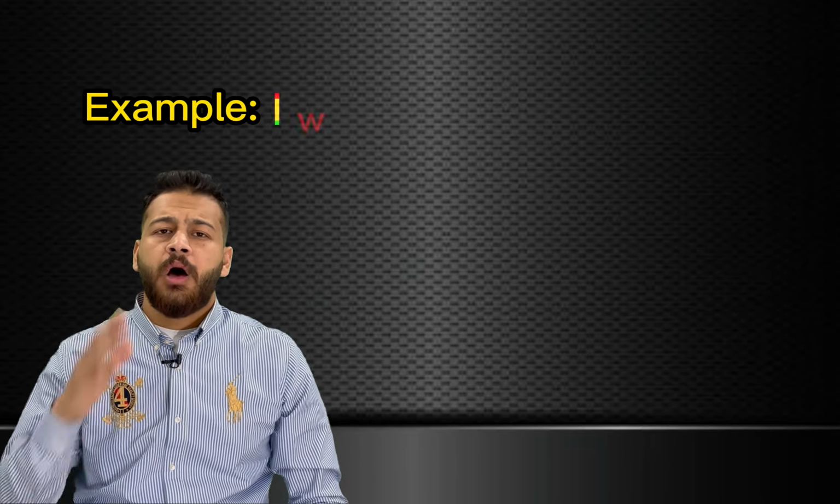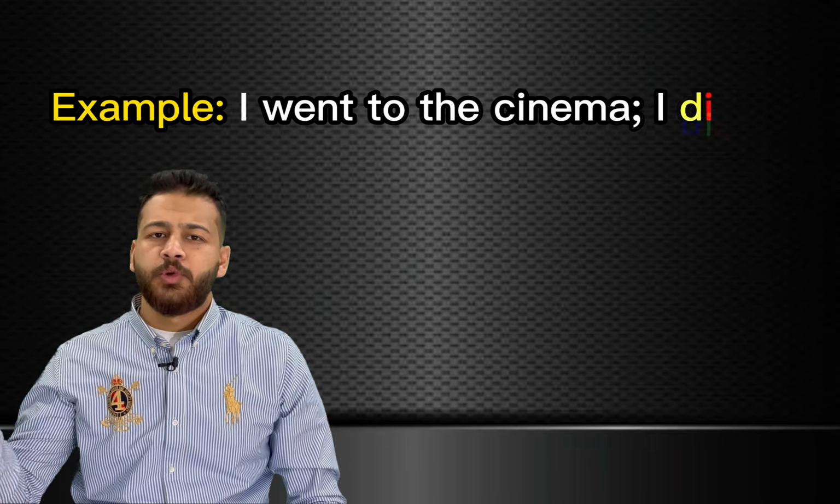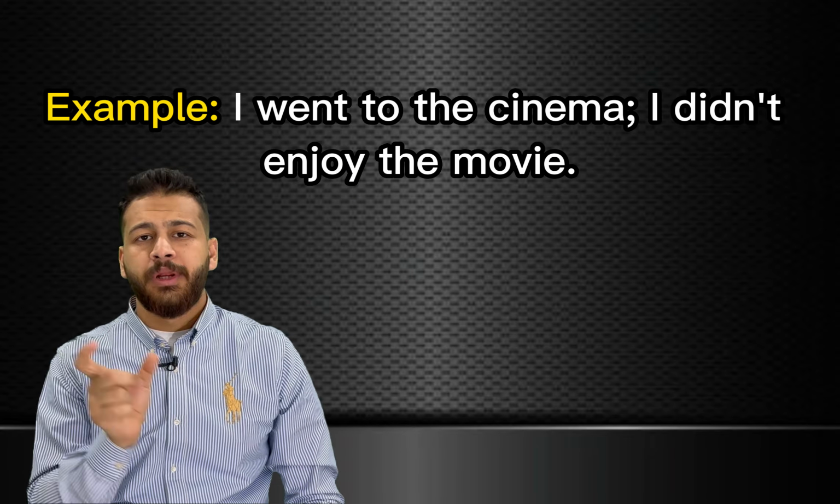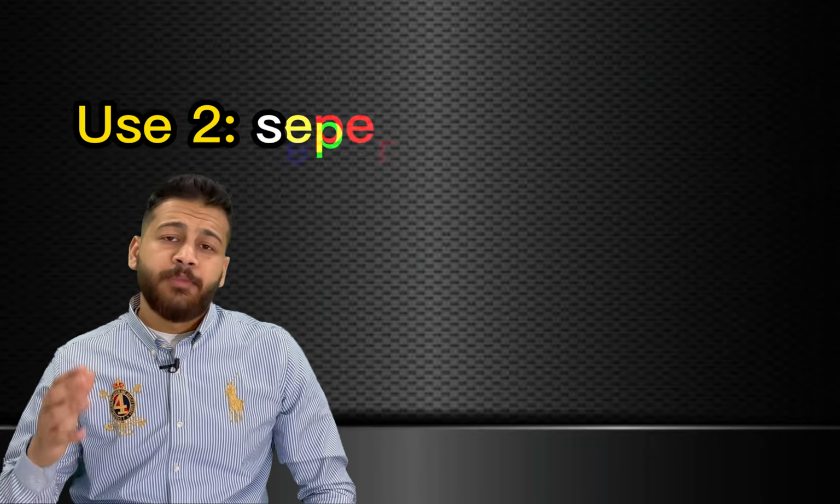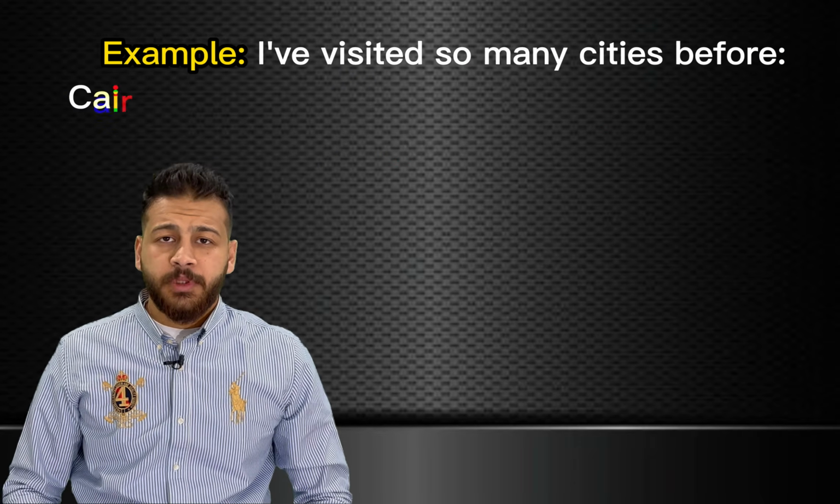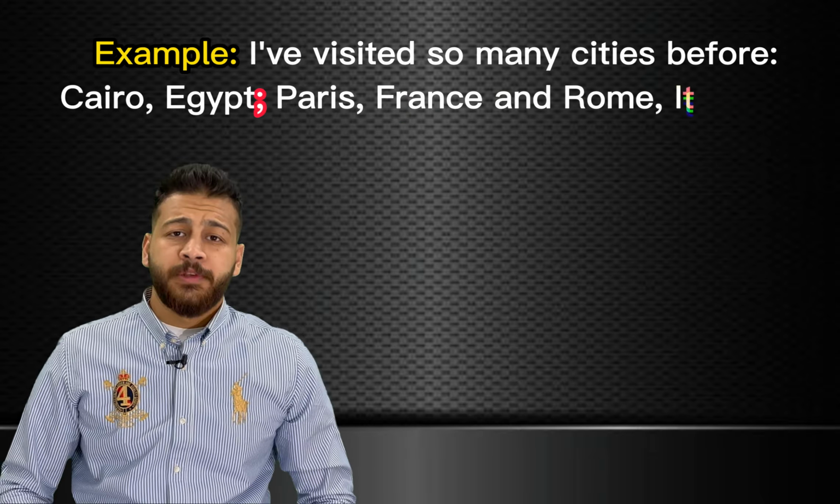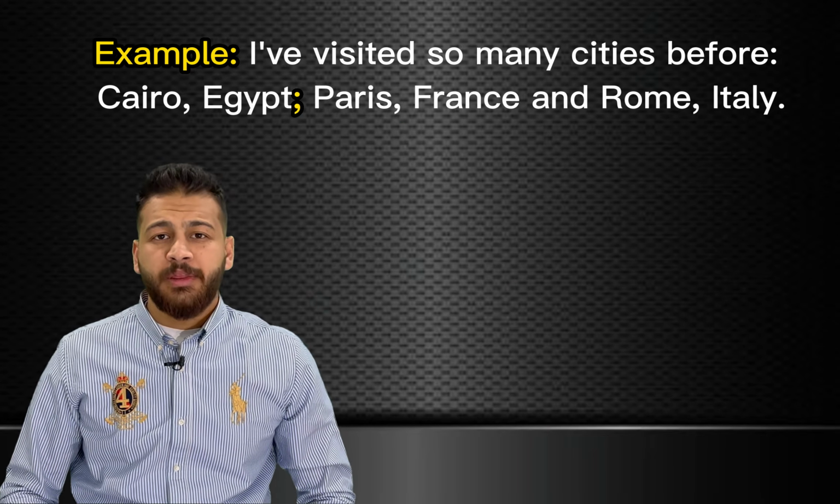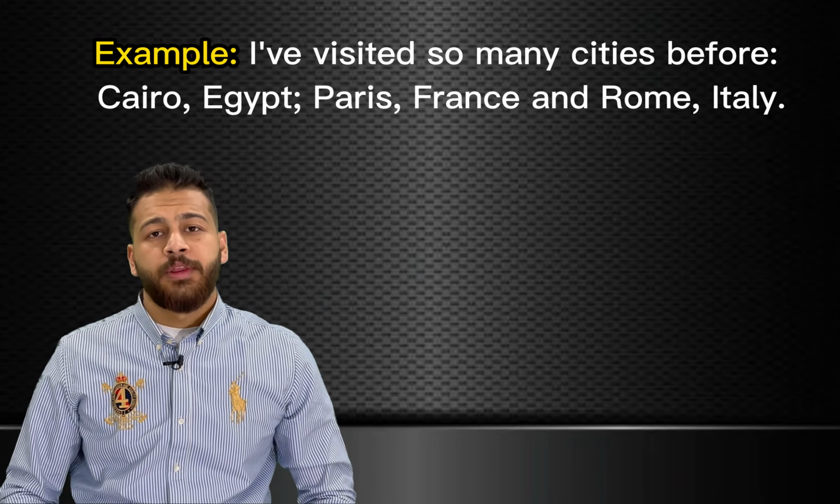Another example: I went to the cinema; I did not enjoy the movie. So here, two independent clauses and they are both related to each other. The last example is the complex list. I have visited so many cities before: Cairo, Egypt; Paris, France; and Rome, Italy. So this is a complex list. So in this case, I'll use a semicolon to separate the items in the complex list.